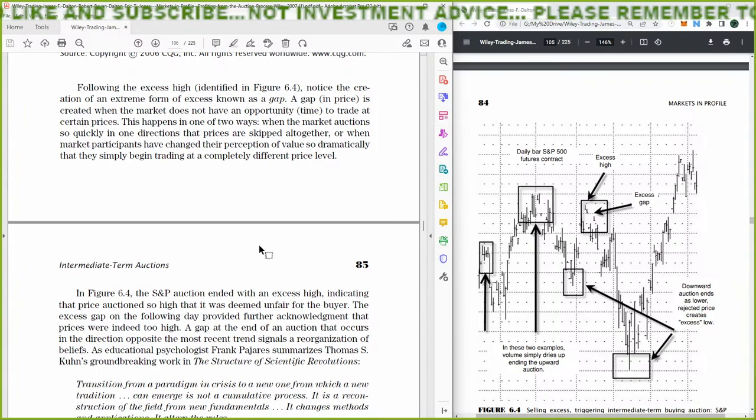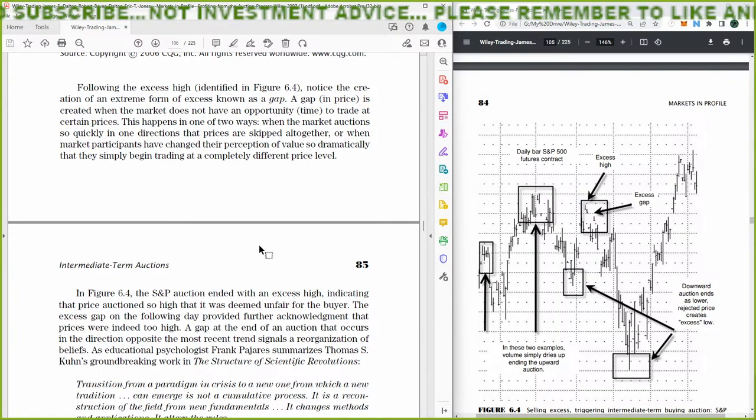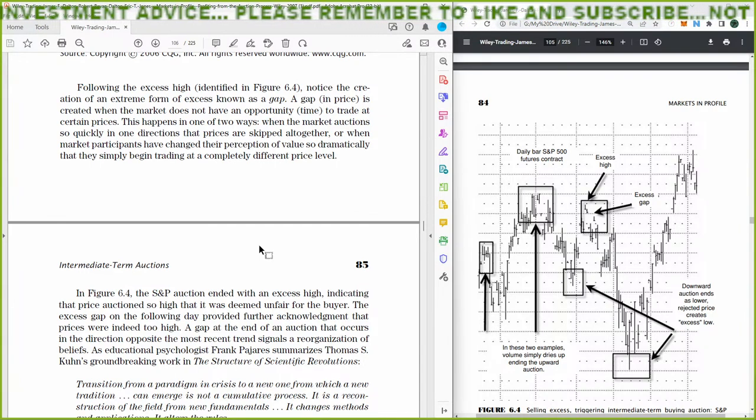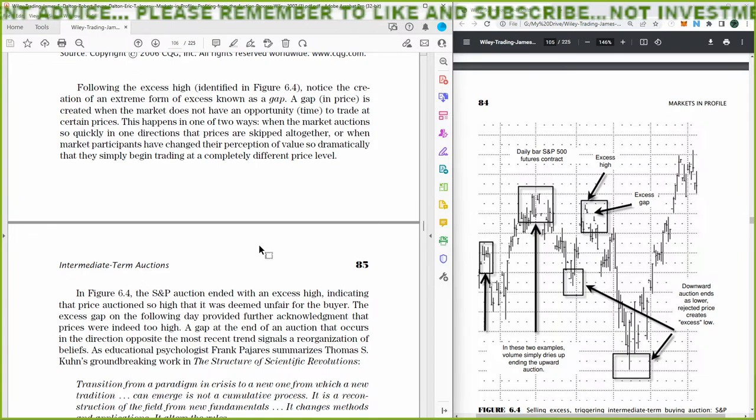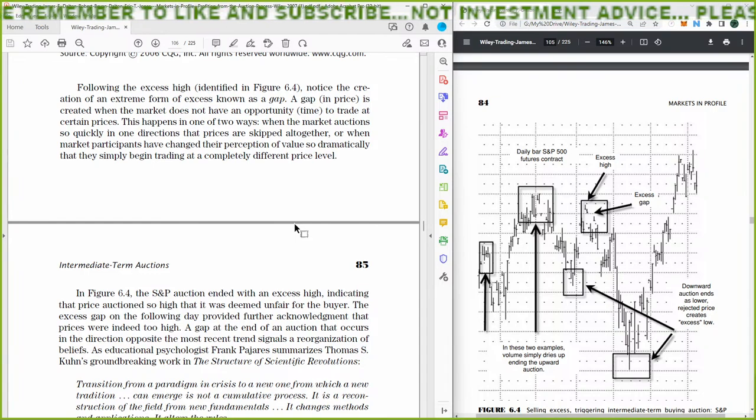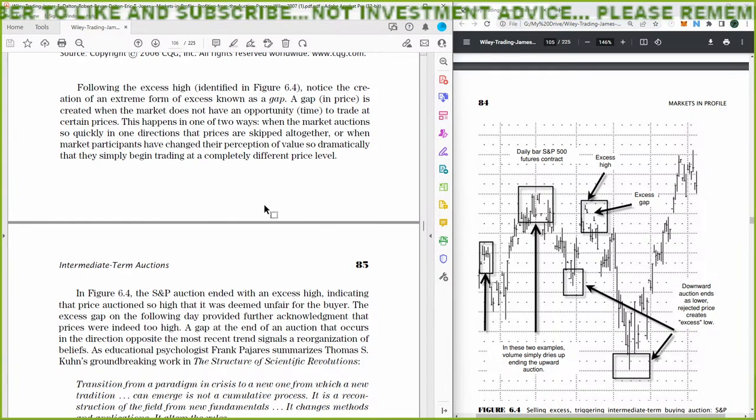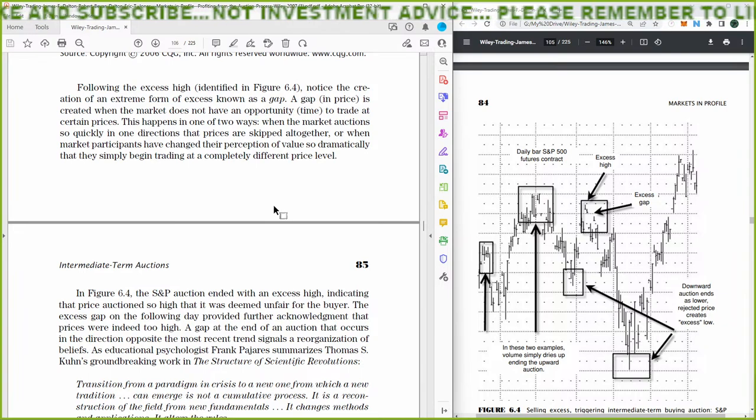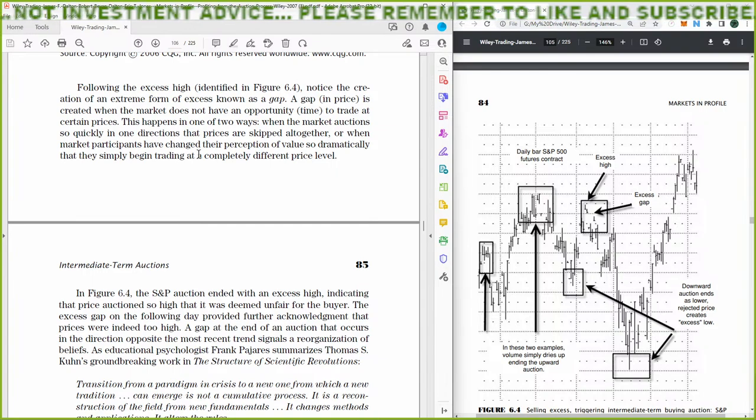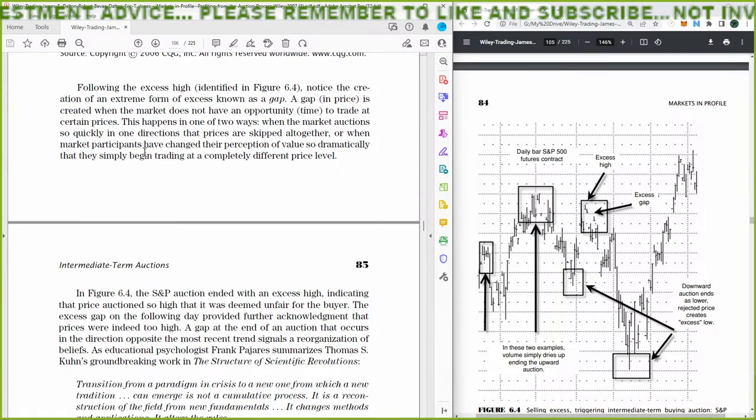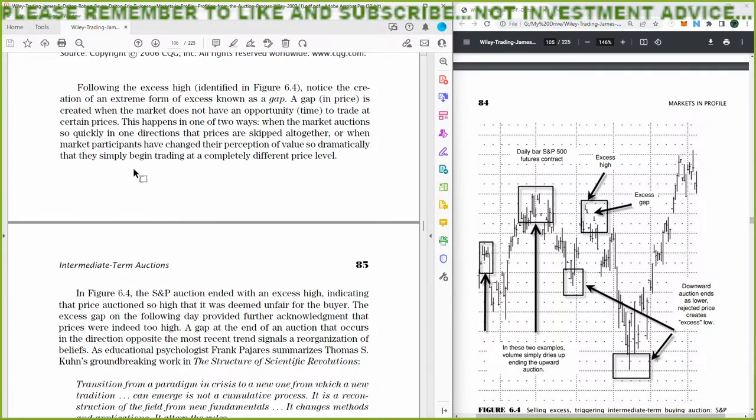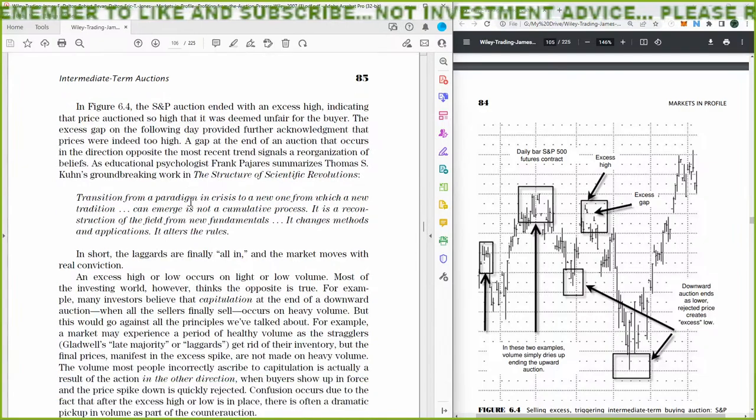Following the excess high identified in Figure 6.4, notice the creation of an extreme form of excess known as a gap. A gap in price is created when the market does not have an opportunity or time to trade at certain prices. This happens in one of two ways: when the market auctions so quickly in one direction that prices are skipped altogether, or when market participants have changed their perception of value so dramatically that they simply begin trading at a completely different price level.